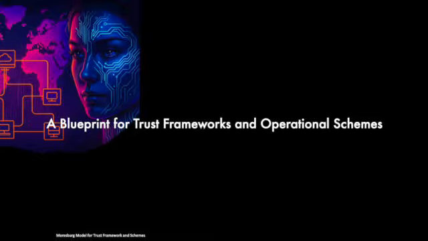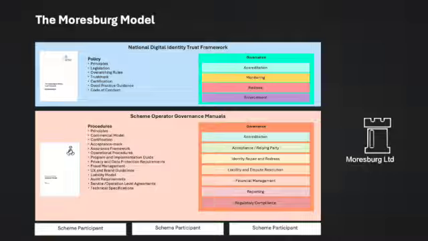This isn't just abstract thinking. It directly impacts how you might access services, make transactions, and generally interact online with more assurance in the future. So let's get into this Moresburg model. Right off the bat, it presents this two-layered structure. You've got the National Digital Identity Trust Framework and then these scheme operator governance manuals. It's almost like the big overarching rules and then the more specific practical ways those rules get applied.